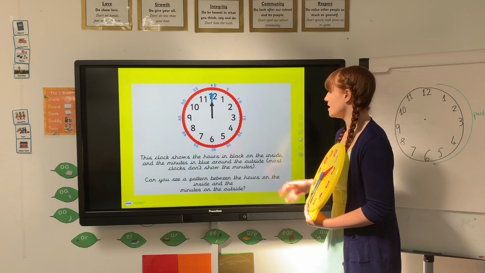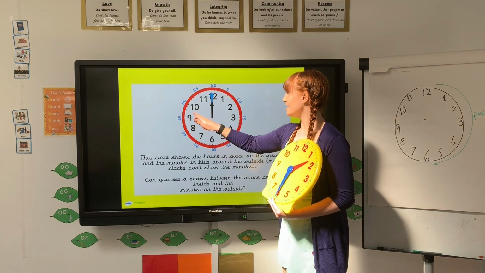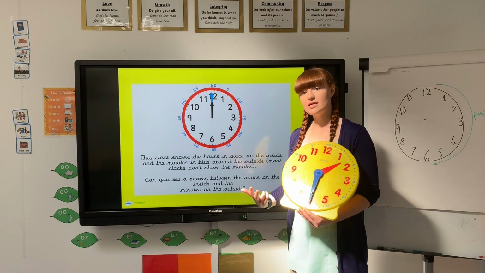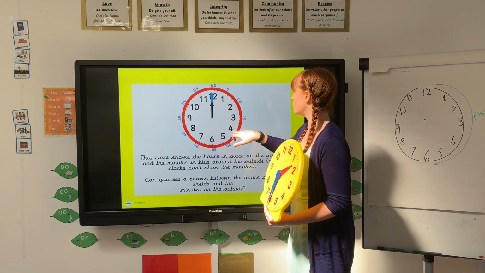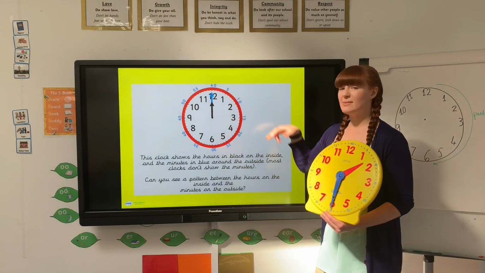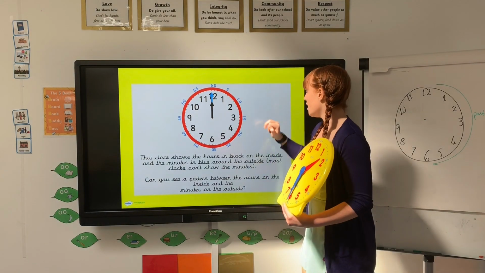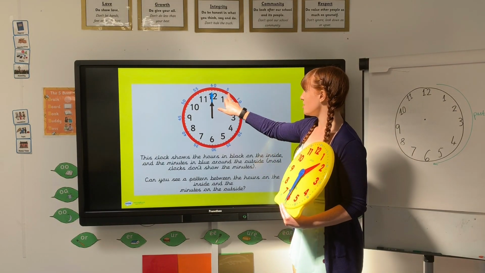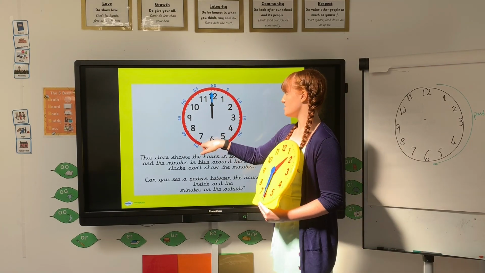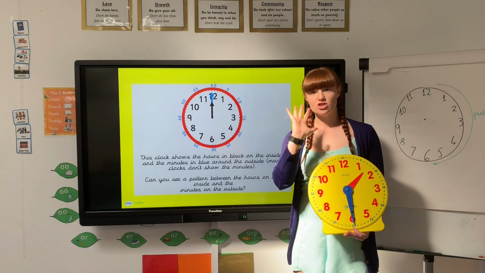So this clock here shows the hours in black. So 1, 2, 3, 4, 5, 6, 7, 8, 9, 10, 11, 12. And we know it goes around again because there's 24 hours in a day. So another 1 o'clock, 2, 3, 4, 5, 6, 7, 8, 9, 10, 11, 12. The blue shows the minutes, and we know that there are 60 minutes in 1 hour. And you can see those here. And you can see that it goes in a pattern. 5, 10, 15, 20, 25, 30, 35, 40, 45, 50, 55, 60. It's going round in 5s each time.